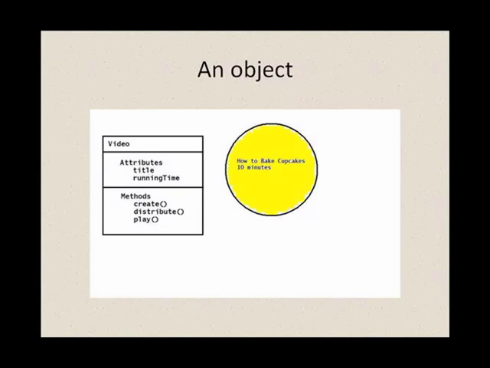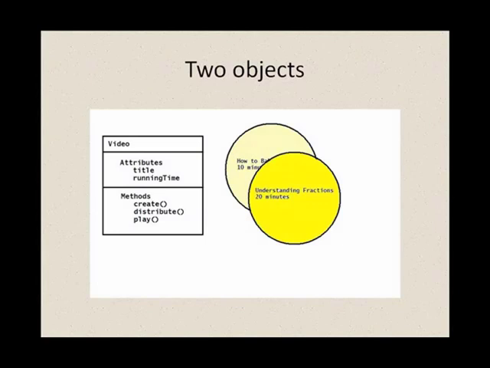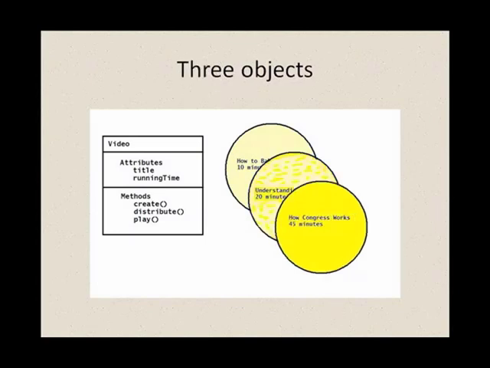You then can create a different object that perhaps has a different title or a different running time, and so on. You can create any number of objects from the original blueprint.